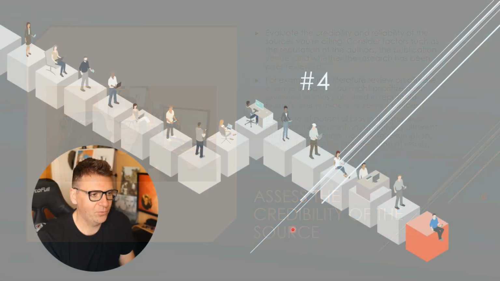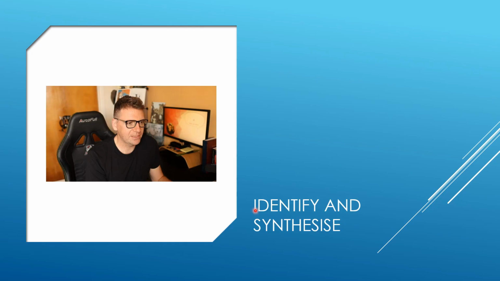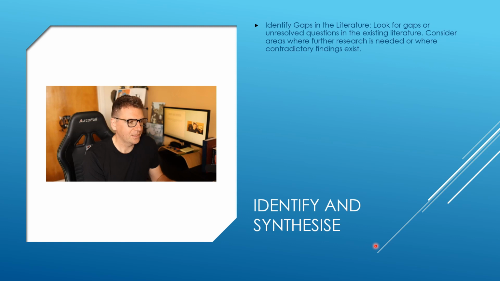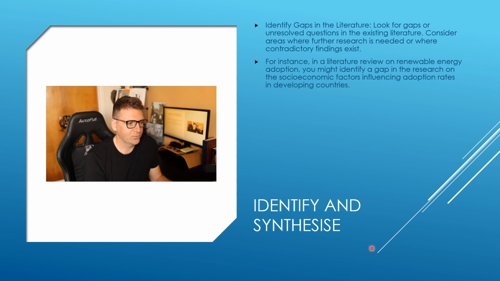Here we go. Number 4, identify and synthesize. Now, what does that mean? Identify gaps in the literature. Look for gaps or unresolved questions in the existing literature. Consider areas where future research is needed or where contradictory findings exist. For instance, in a literature review on renewable energy adoption, you might identify a gap in the research on the socio-economic factors influencing adoption rates in developing countries.